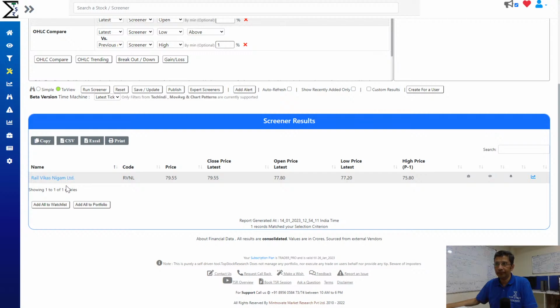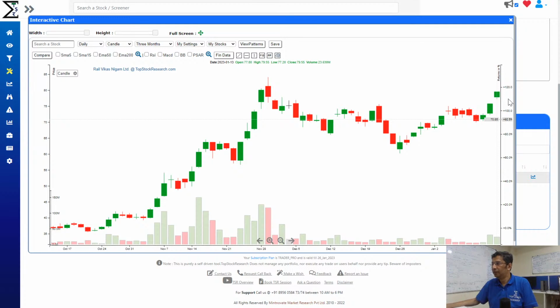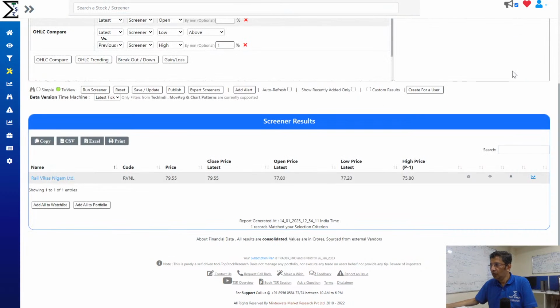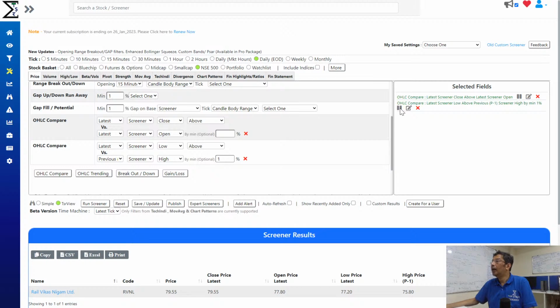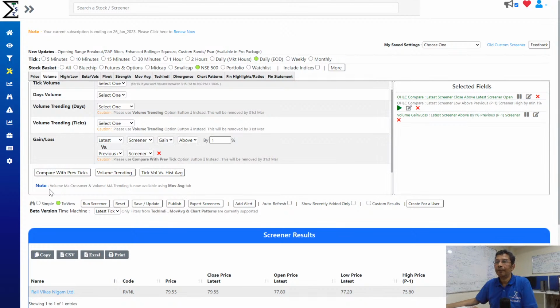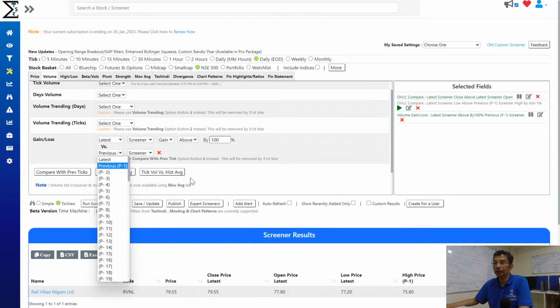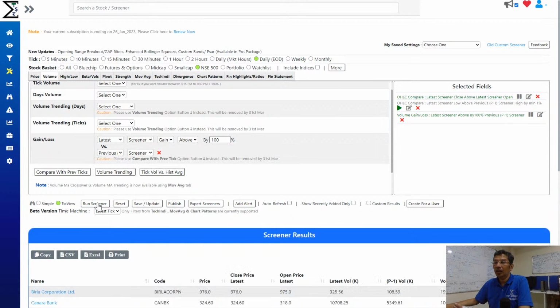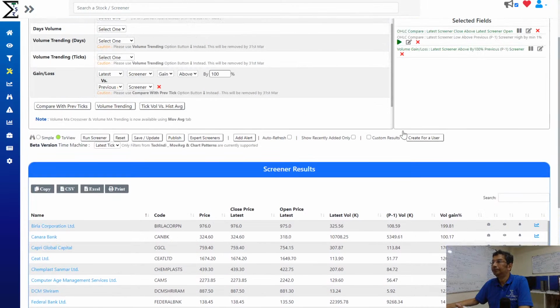So now, Rail Vikas Nigam. So apart from just gap up, if you want to see that much more serious gap up, what you can look at is this one, the gap up is better. Or what you can do is you can pause this one, and you can see that apart from gap up, is it going with good volume? So when you see this, the latest day volume is greater by at least 100% of the previous day volume. So when you look at this one, it is giving you a gap up with good volume.